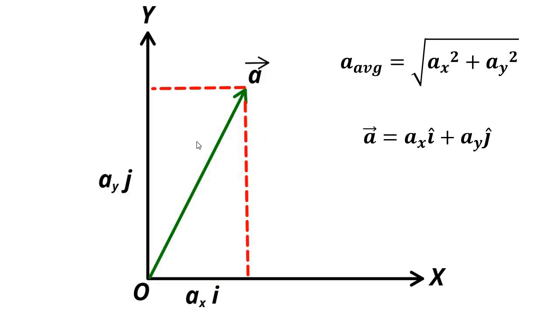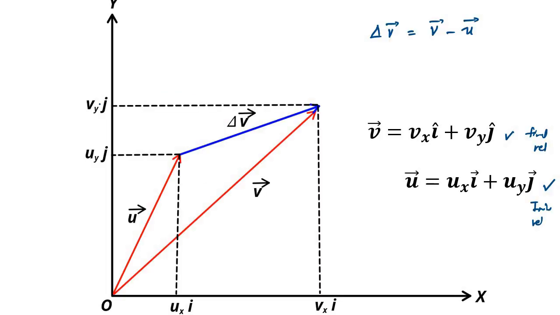So similarly we have the acceleration vector, its x component is ax, that is ax i cap, and the y component is ay, which is represented as ay j cap. So a vector resolved into its individual x and y components, we can write it in vector form as ax i cap plus ay j cap. Okay, so these two things are clear.